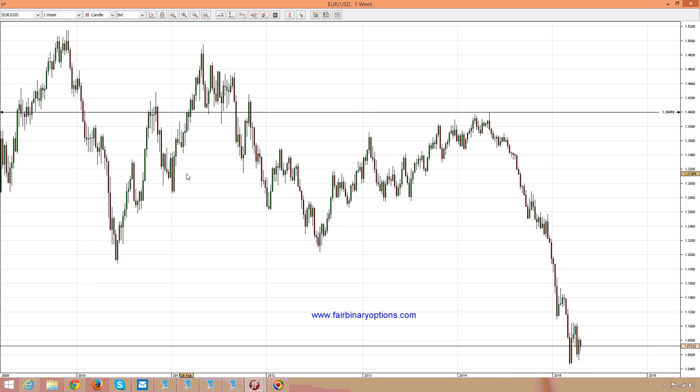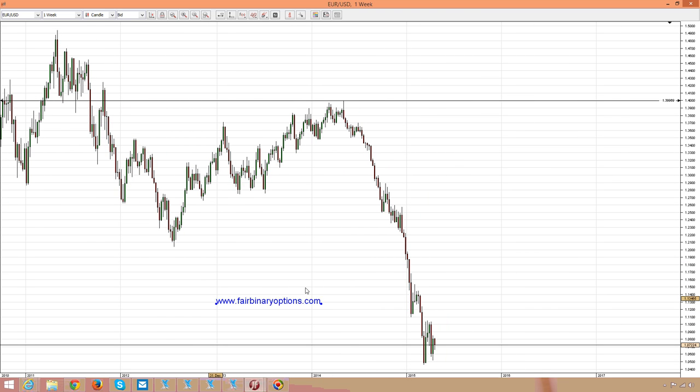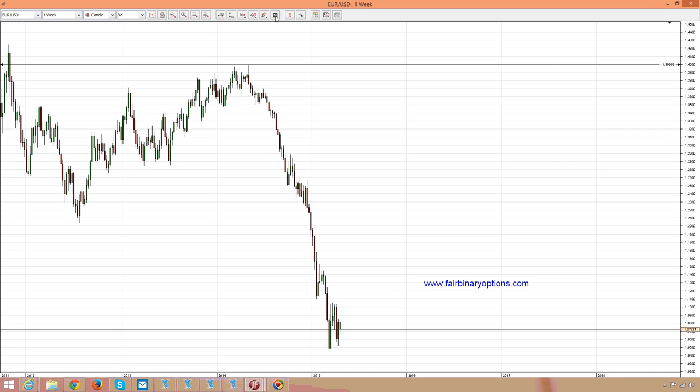Hello there, this is fairbinaryoptions.com, and this is the euro and the US dollar, and I'm looking at the weekly chart as this market is pretty crazy. Excuse my language, of course. I'm talking about the move from the 1.40 on the weekly chart. Remember, all these candles represent 1 week.